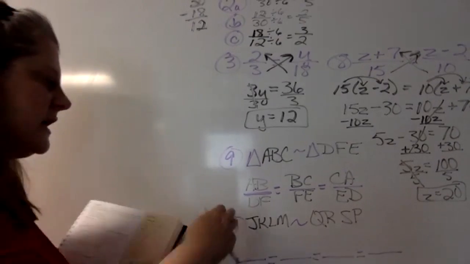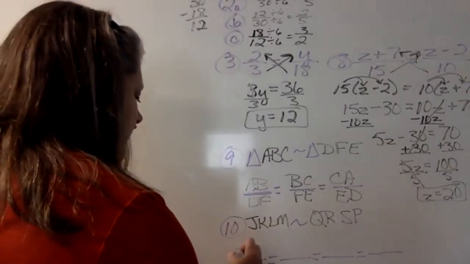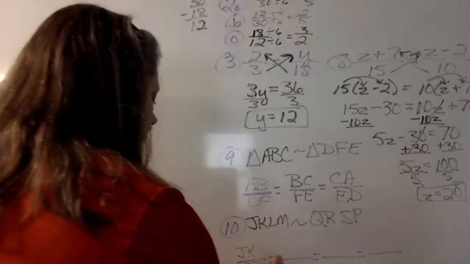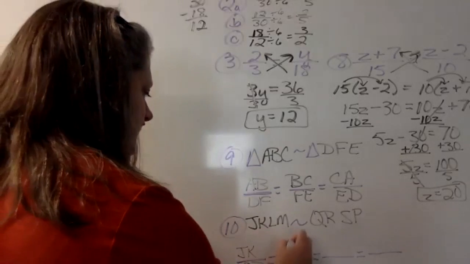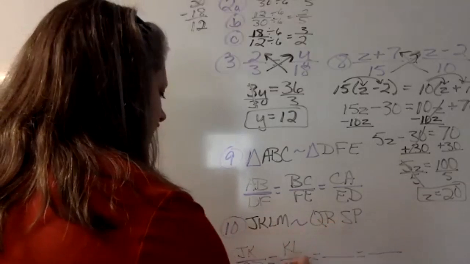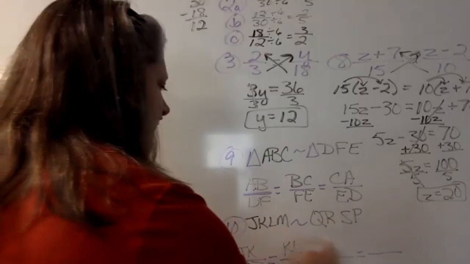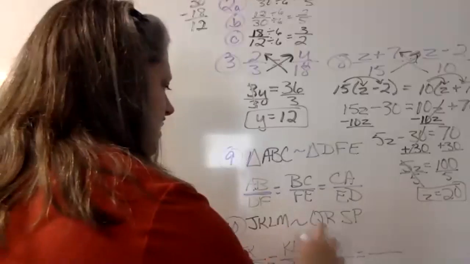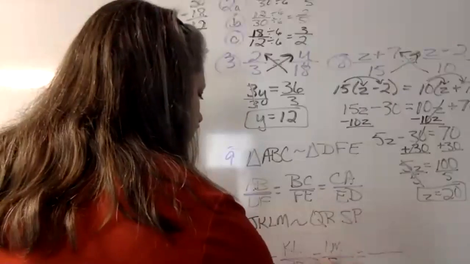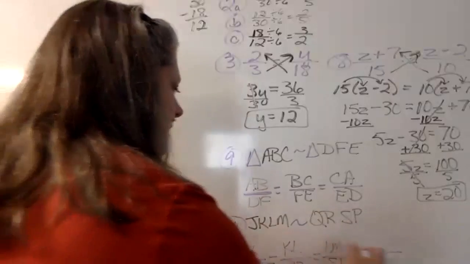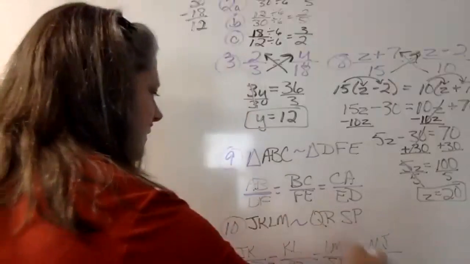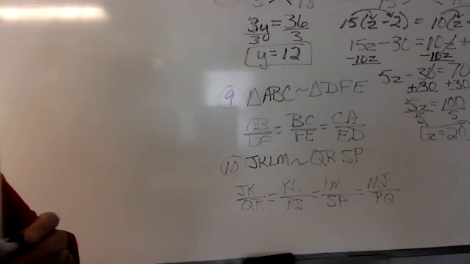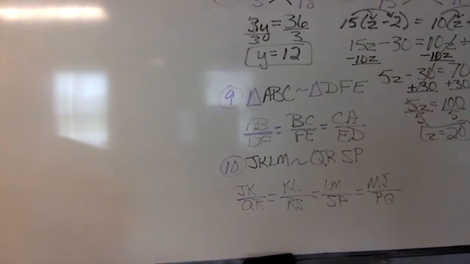Now we do our sides like we did up here. So JK, first and second side, goes with QR. KL goes with RS. LM, I just keep using the next two letters, LM goes with SP. And then I'm at the end, so MJ goes with PQ. You work your way around writing your ratios for the similar figures.